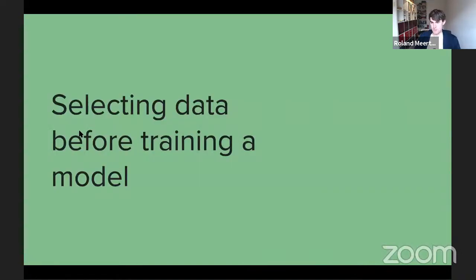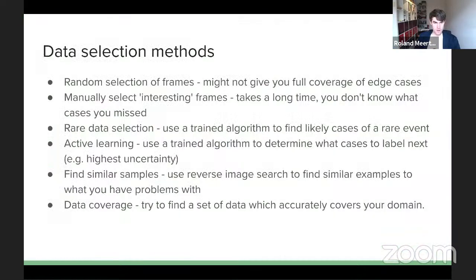Yeah. So let's maybe get started with selecting data before training a model. There's a couple of data selection methods. The most obvious, or the easiest one, is you just randomly select frames. You just drive for a day and you take, I don't know, every minute a snapshot of a camera, or maybe every 10 seconds or every second. And you just have in your data set whatever comes up. That's a really easy way to implement, but it might not give you full coverage of all your edge cases.